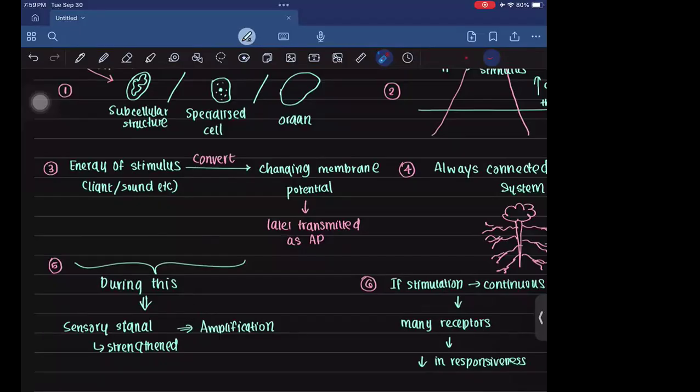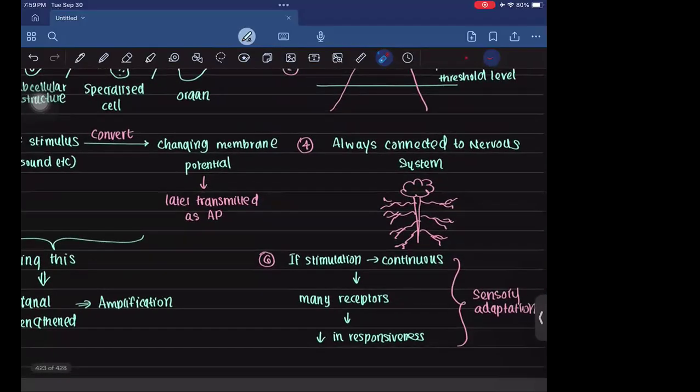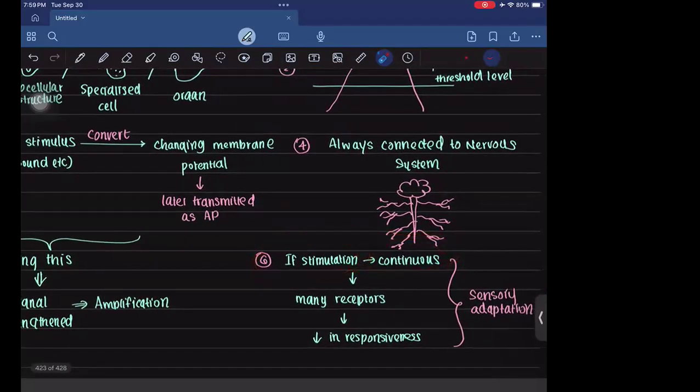Then the last one, the sixth one: if the stimulation is continuous. Let's say there is a particular odor, a smell, or a fragrance, whatever it is, in your room. When you first enter your room, you will be able to feel it. Okay, there is something different, you're feeling a bad smell, or a fragrance, whatever it is. But after some time, when you've been staying there for a few minutes, will you be able to notice it the whole time? No. After some time, you will be adapted to it. That is because your sensory receptors are showing a decrease in responsiveness.